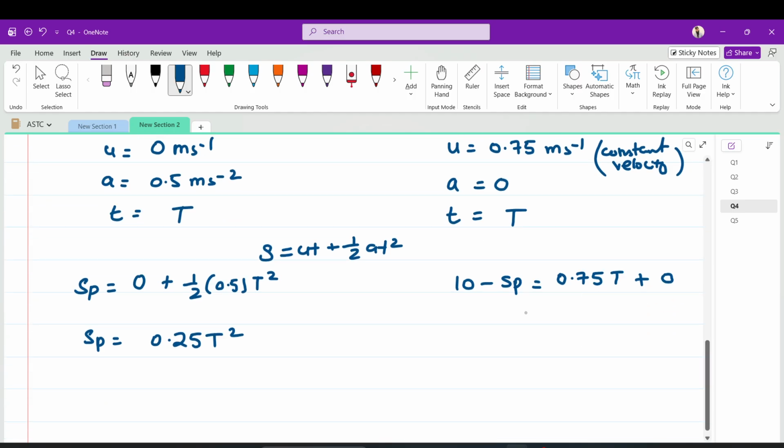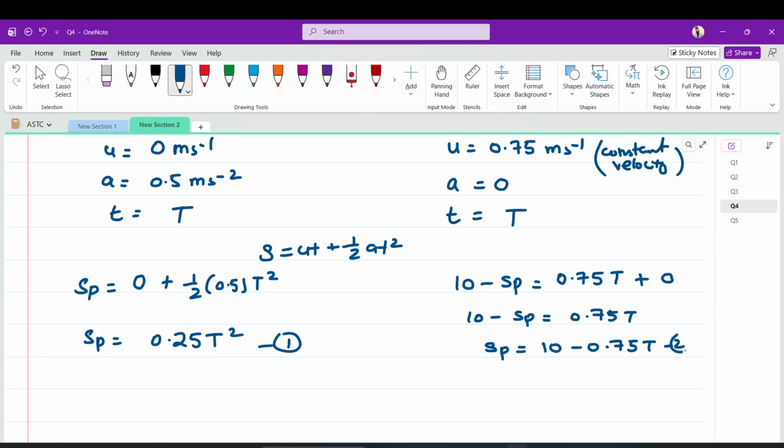So that means I can say that 10 minus sp equals 0.75t. If I make sp the subject of the formula, I would get 10 minus 0.75t. Okay, so this is equation number 1. This is equation number 2. I can substitute equation 1 into equation 2.